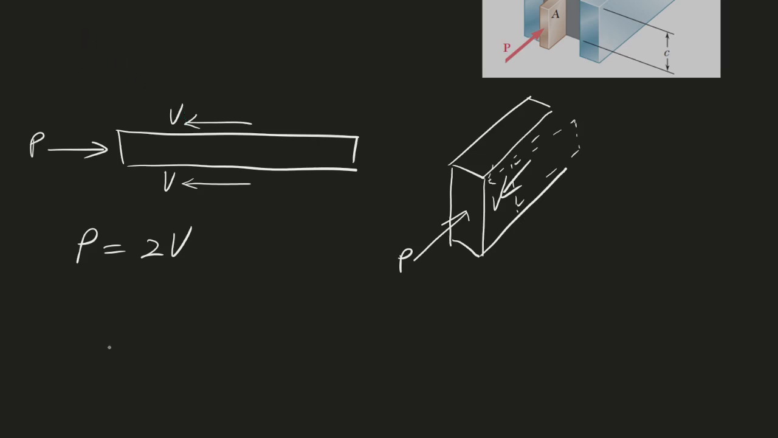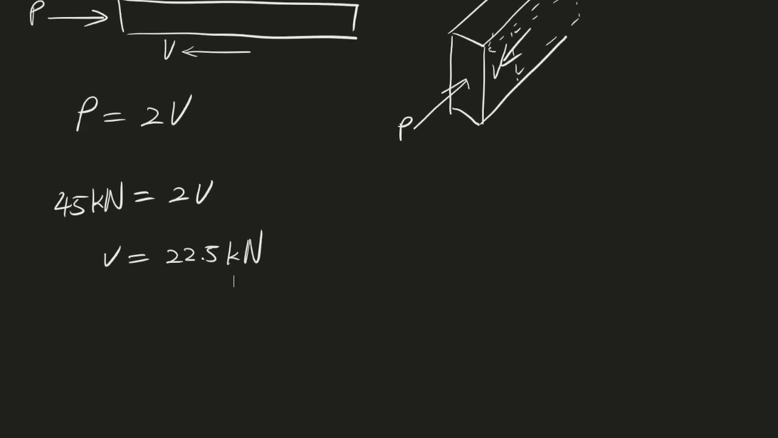Okay, we know that P is 45 kilonewtons and it is equal to 2 shear force. So one shear force must be 22.5 kilonewtons. We know that shear stress, tau, is equal to shear force over the area.